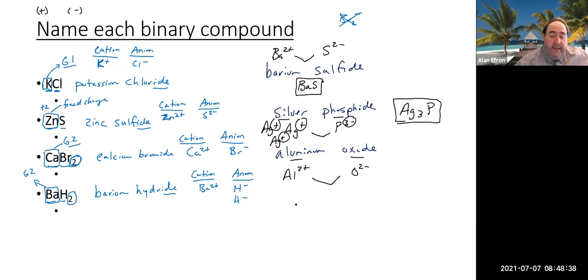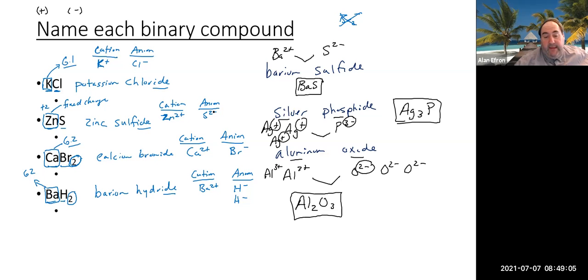So it would be Al2 in order to get our oxygen to 6. We need not 2, we need 3 of them. It gives us the 6. And we get Al2O3. Any questions on any of those formulas or how we got them?